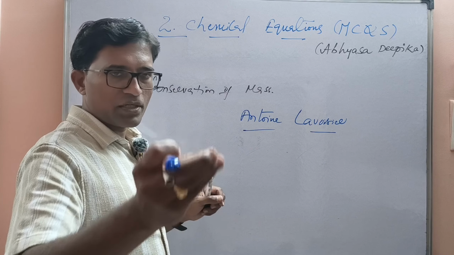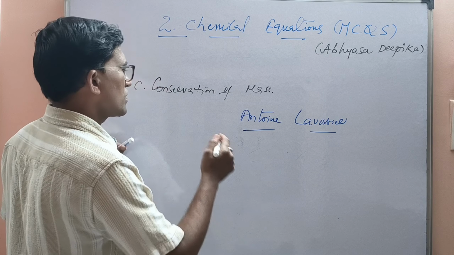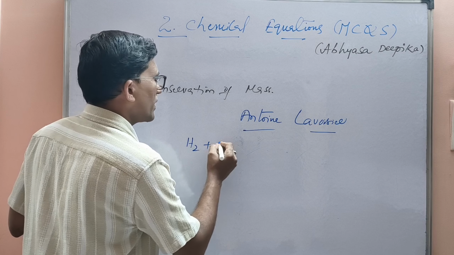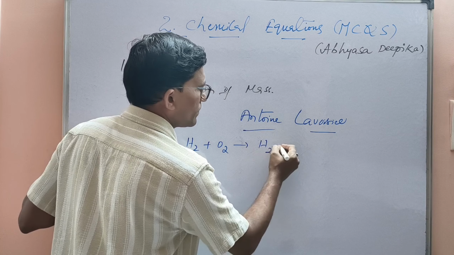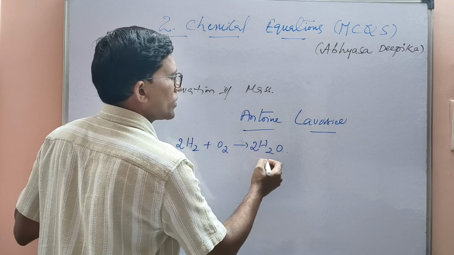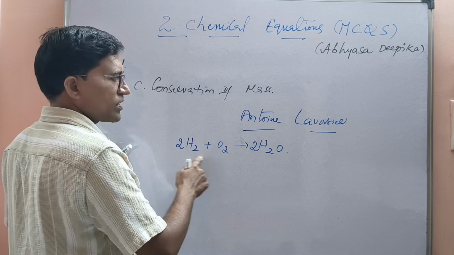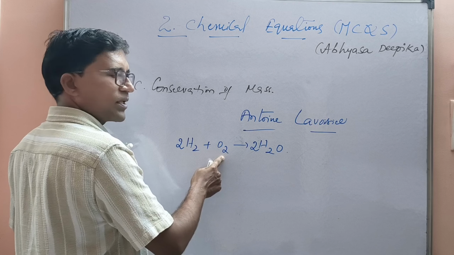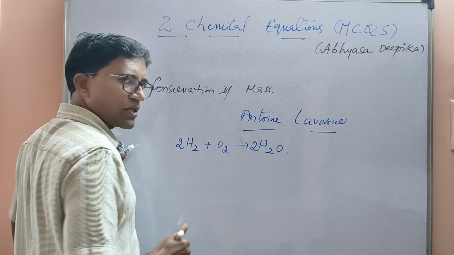For example, hydrogen reacts with oxygen to give water. So we have to balance this: 2H2 plus O2 gives 2H2O. Here 2 into 2, 4 hydrogens are there on the left, and 4 on the right. How many oxygens are there? 2 on the left, and 2 on the right.